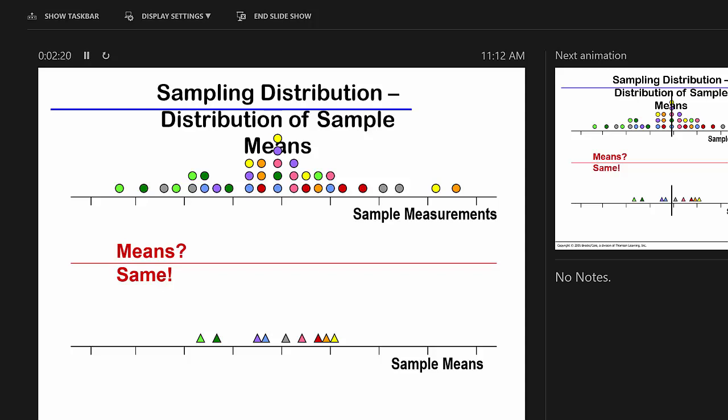I don't have enough points. So statisticians basically showed that there is an exact match. The means for your population distribution and for your sampling distribution are exactly the same. What about the variability? Which one is more variable? The distribution which is up top or at the bottom?